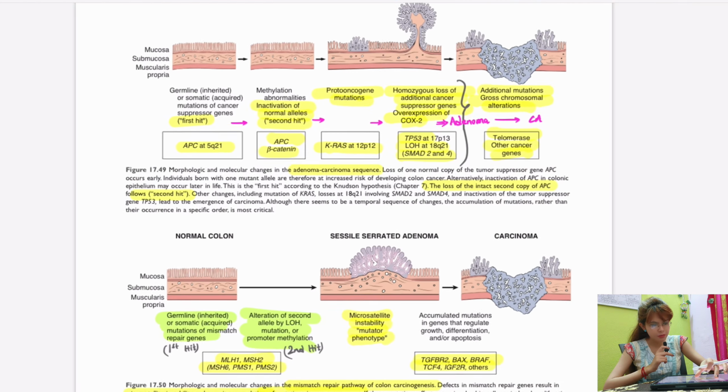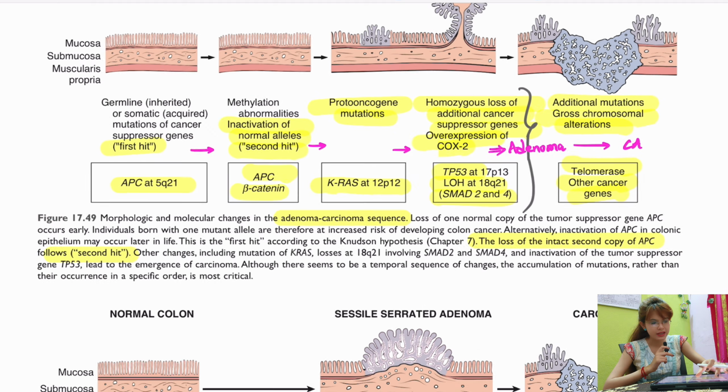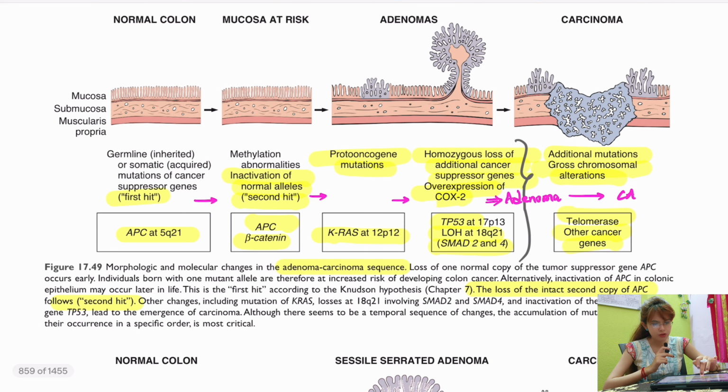I'll just take you through this very important image. So as you can see, there are two pathways. This was the APC beta catenin pathway. So basically there's first hit in which you have this APC gene mutated, followed by a second hit in which you have these methylation abnormalities and inactivation of the second alleles, which when accompanied by some proto-oncogene mutations, like for example in the KRAS, that will further be accompanied by this homozygous loss of additional cancer suppressor genes, overexpression of the COX2, and all these genes are involved, which is mutated ultimately, and that leads to adenoma. After adenoma, further additional mutations and chromosomal alterations will give rise to cancer.